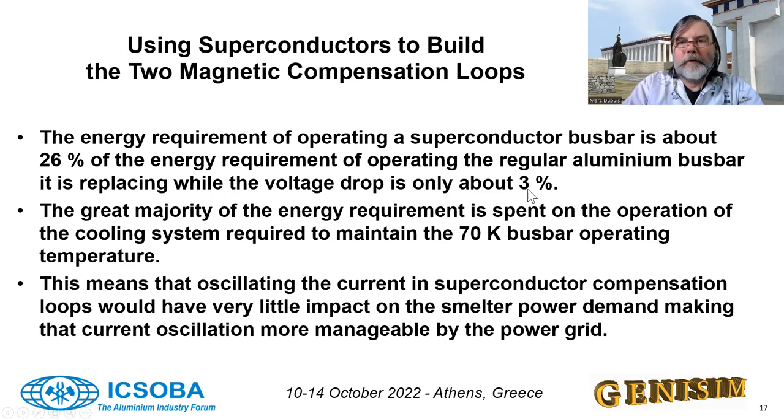So you're reducing the drop by 97%, so 3% is left of the voltage drop in the bus bar, and what you require is 26% of the energy that would have been required for a regular bus bar. And so the main energy is being used in the cooling system. So if you oscillate the current in that conductor, you're only oscillating in this 3%. That means that for the smelter that is doing this dynamic compensation, you will have almost no impact on the grid. And that's the idea of using the superconductor.